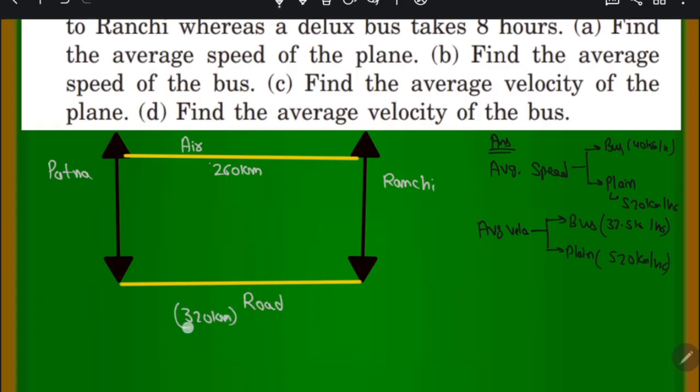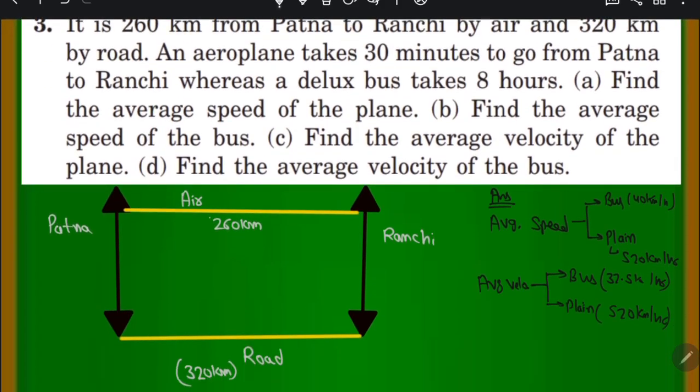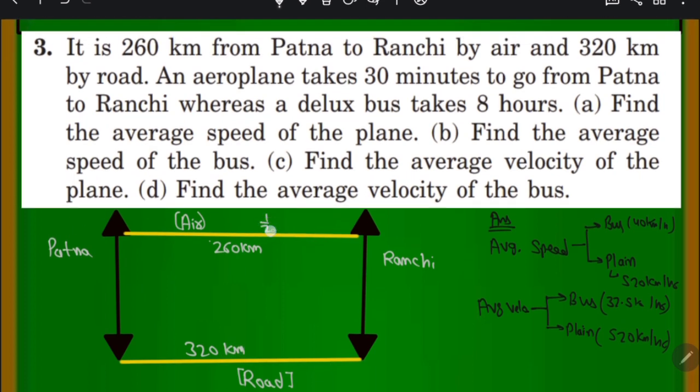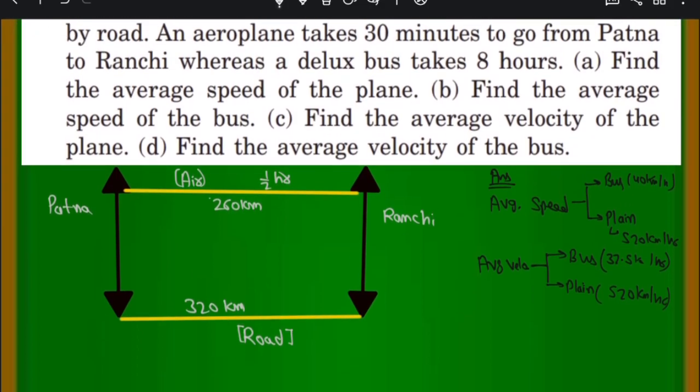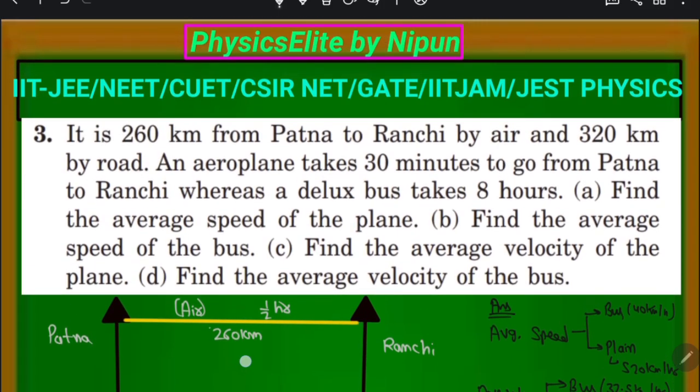And 320 kilometer by road. Right? So this is our air and this is our 320 kilometer by road. And the aeroplane takes 30 minutes, means they take half hour to go from Patna to Ranchi, whereas a deluxe bus takes 8 hours to reach from Patna to Ranchi.